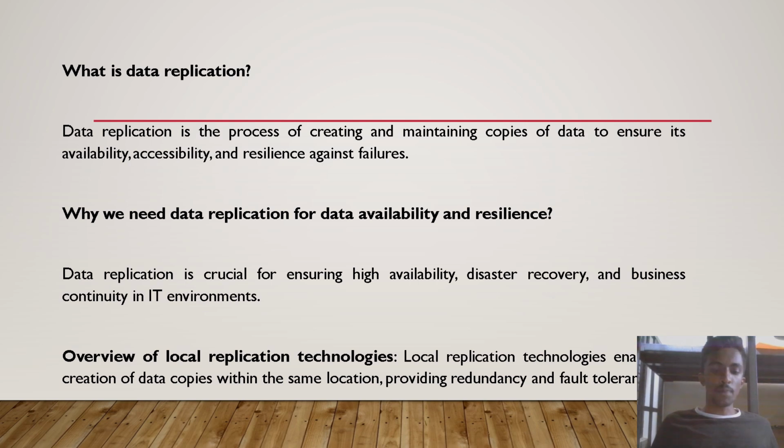So, in simple words, imagine you have a favorite recipe book. You want to make sure you always have a backup in case the original gets lost or damaged. So it's like making photocopies of that recipe book. You create identical copies and keep them in different places. Why? So that even if one copy is lost, you still have others to cook from. So in simple words, this is data replication.